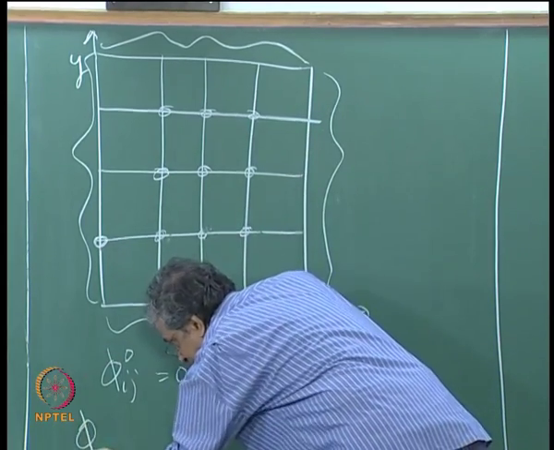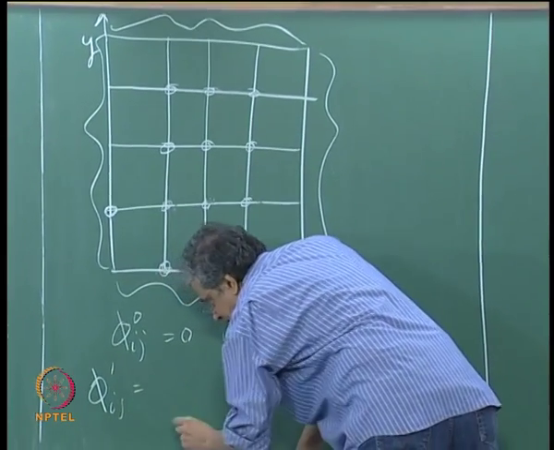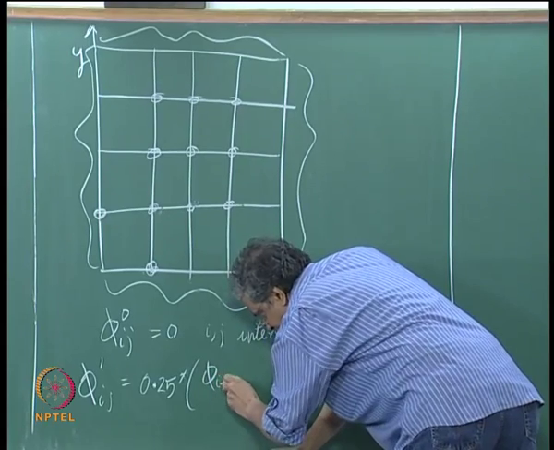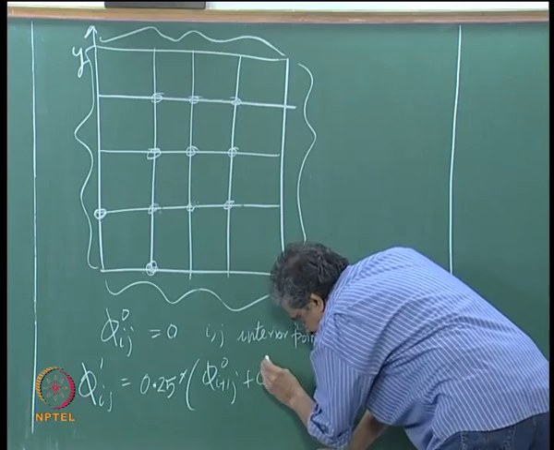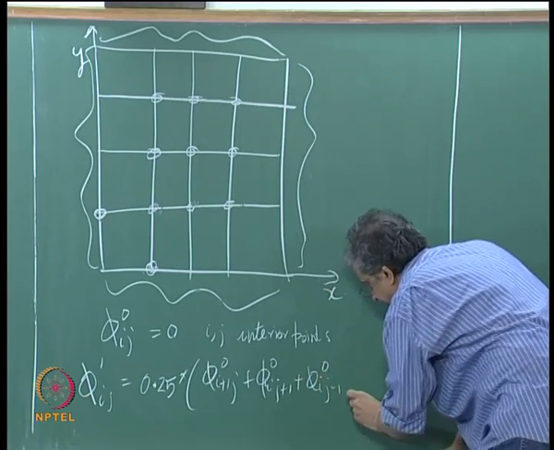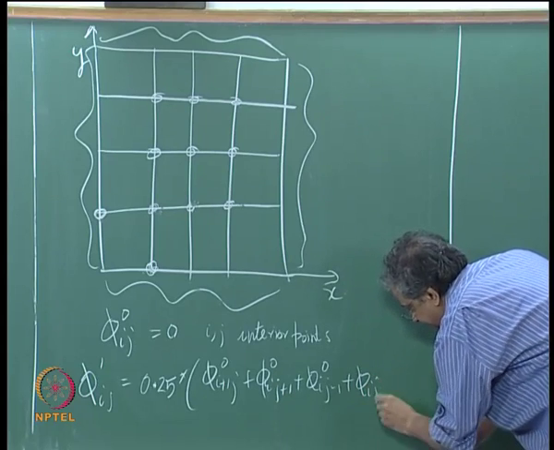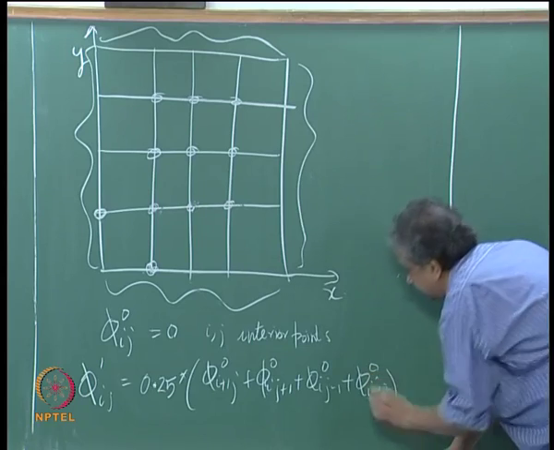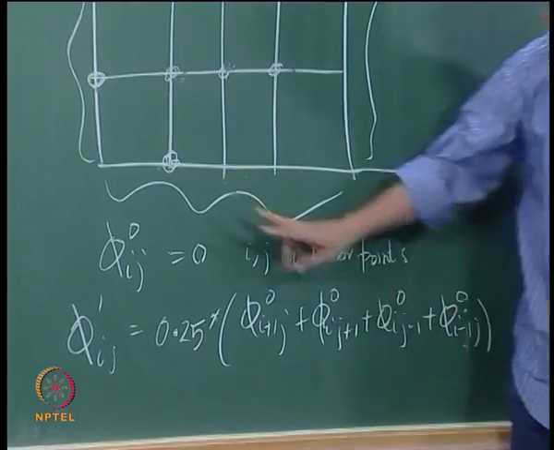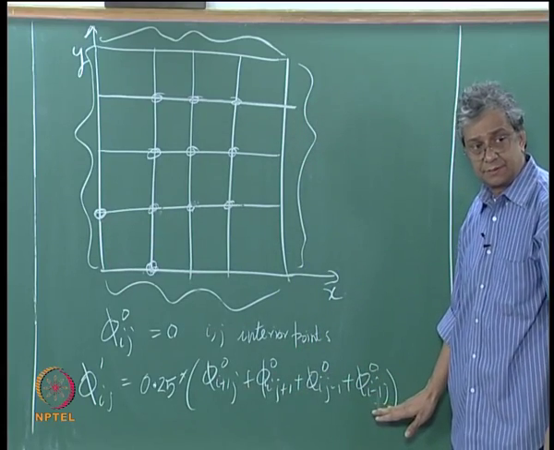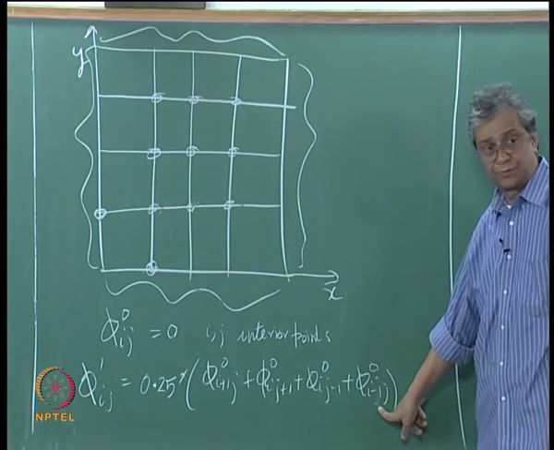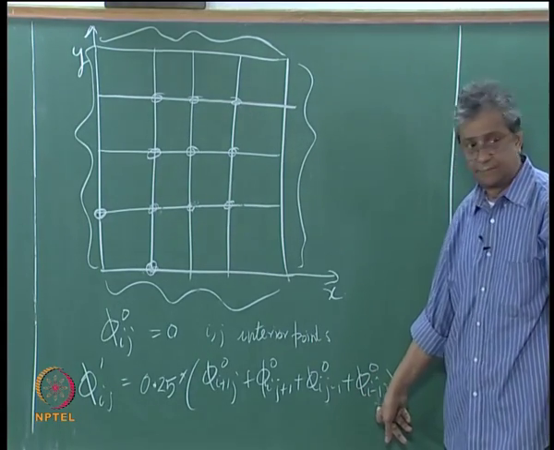Am I making sense? So we come up with the algorithm. I repeat that again, but this time with a superscript. So you say phi ij 1 is 1/4 of phi i plus 1 j 0 plus phi i j plus 1 0 plus phi i j minus 1 0 plus phi i minus 1 j 0. Is that fine? Okay. And of course, wherever it is on the boundary, you take the boundary values. So for the very first one, j minus 1 will be on the boundary, i minus 1 will be on the boundary. Everybody is with me?